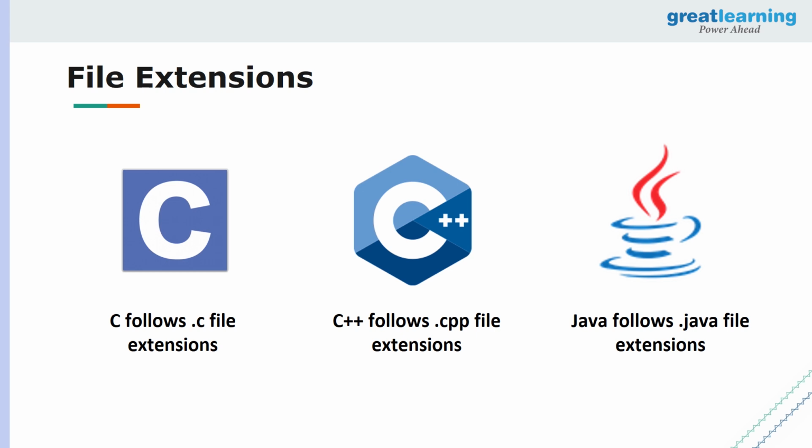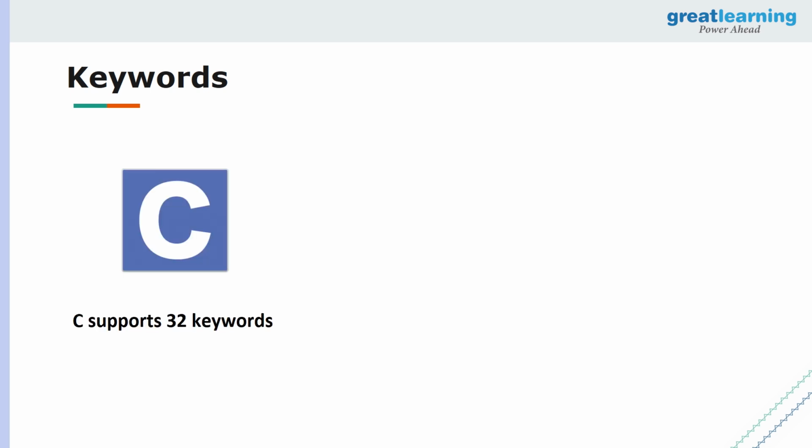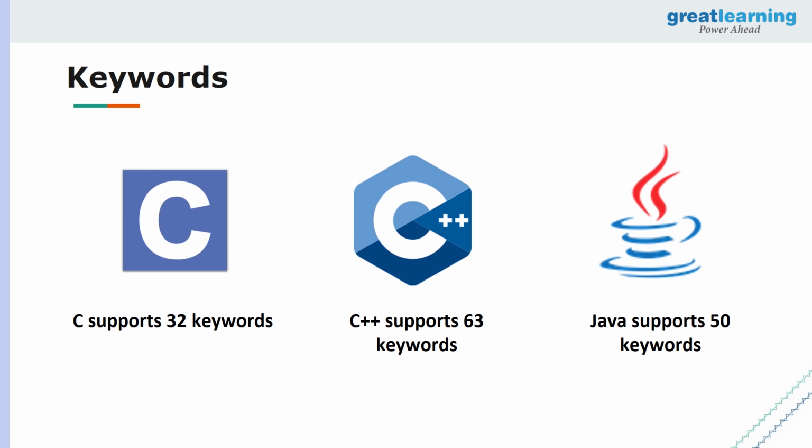Again, let's see the next topic, which is keywords. How many keywords are used in these programming languages? Let me show you the count. C supports 32 keywords, whereas C++ supports 63 keywords and Java supports 50 keywords. Keywords are predefined terms which we use in our programming language to make it easier and simpler. So the C programming language has 32 keywords.